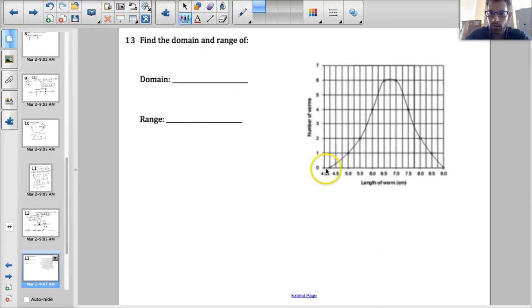Alright, domain and range. So domain is from my smallest x value to my largest. So here's definitely my largest x. My x max equals 9. It looks like my x min is actually right here. So that would be 4.25. I think it doesn't go all the way to 4. So my domain is going to include both of these points, 4.25 all the way to 9.